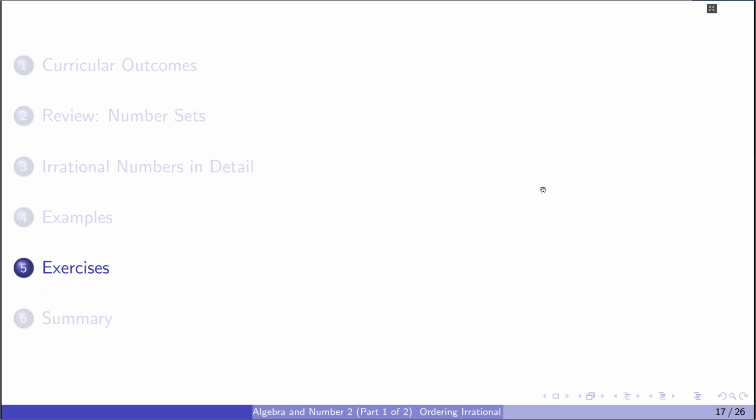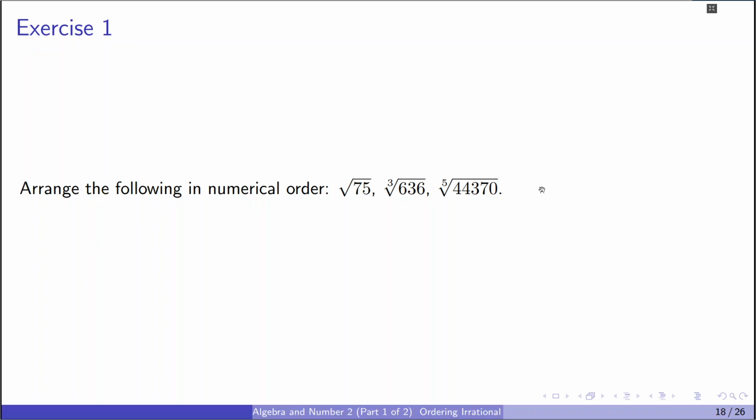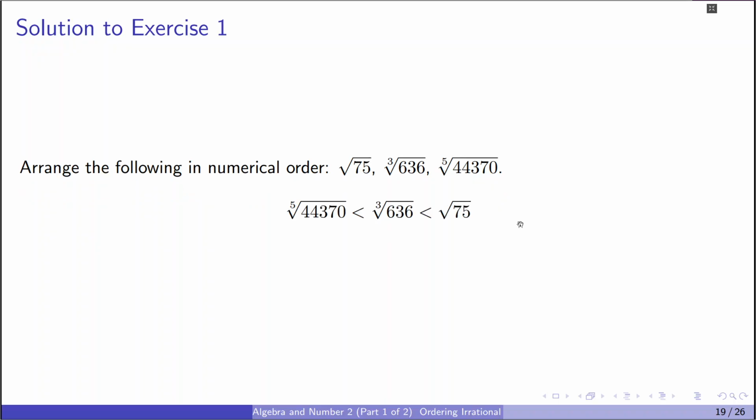All right, here's some for you to practice. Put these in numerical order. So use your calculators to generate decimal approximations and then sort them out. Pause now and take whatever time you need. So the fifth root of 44,370 is less than the cube root of 636, which is less than the square root of 75.